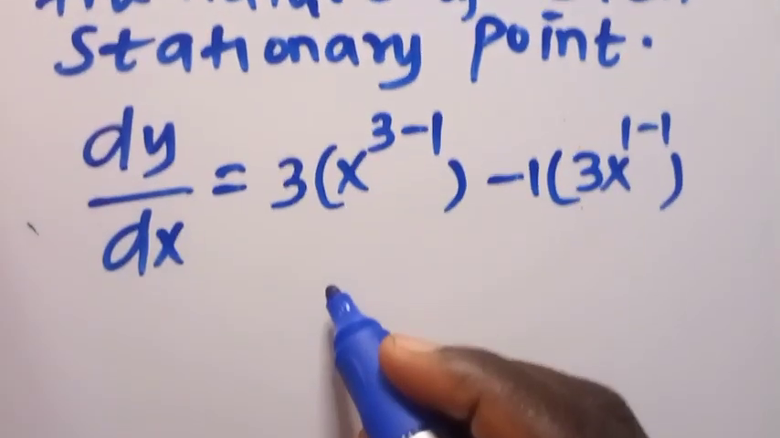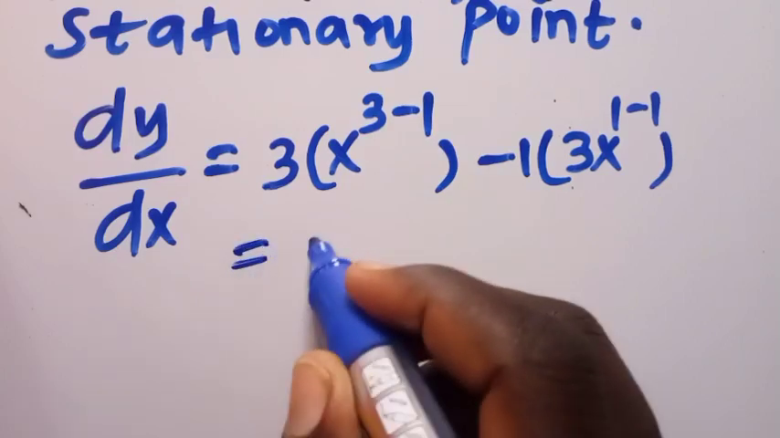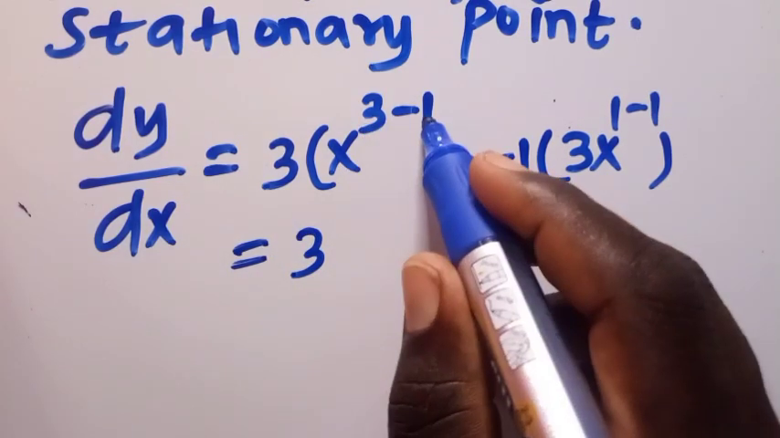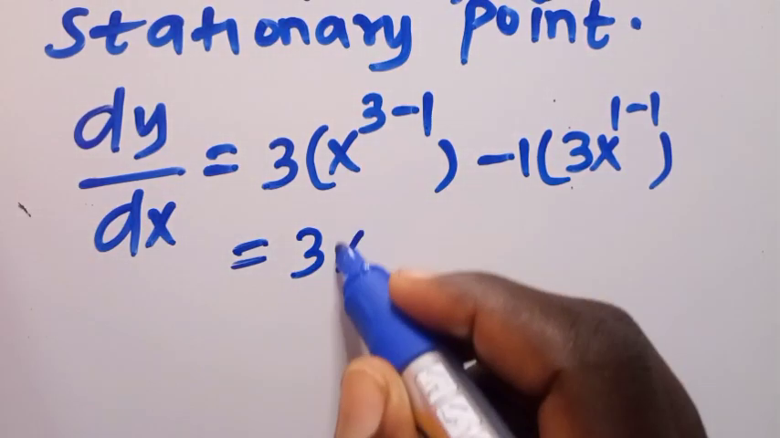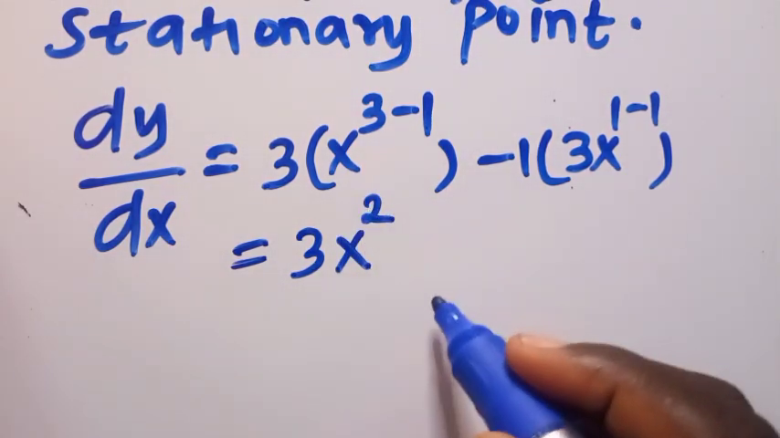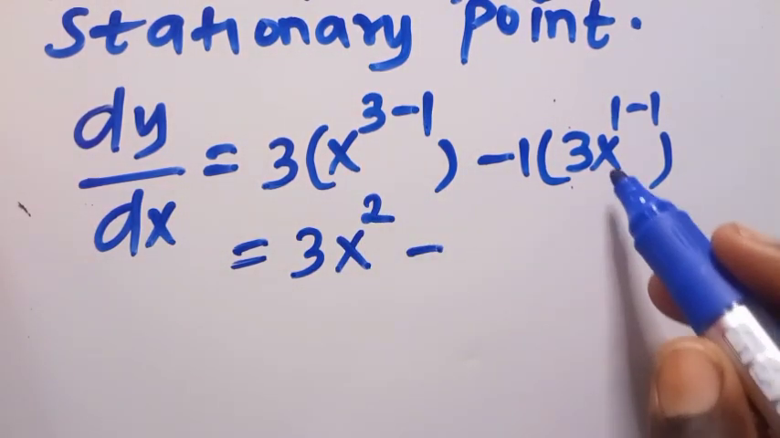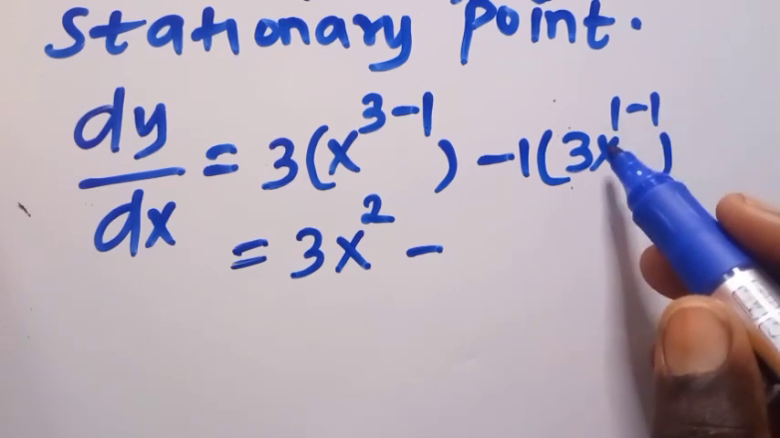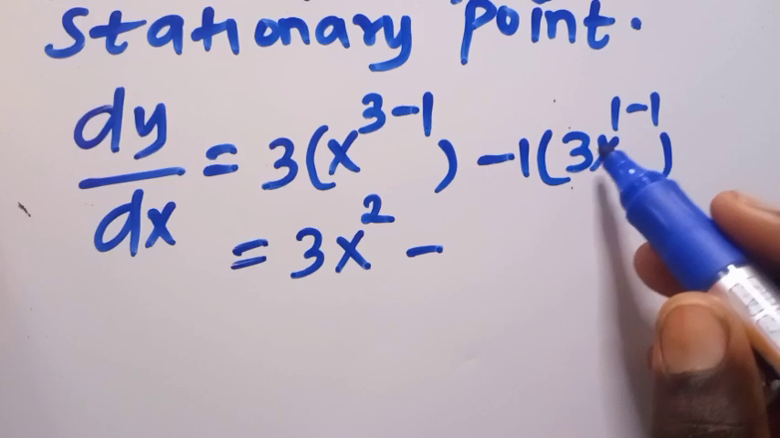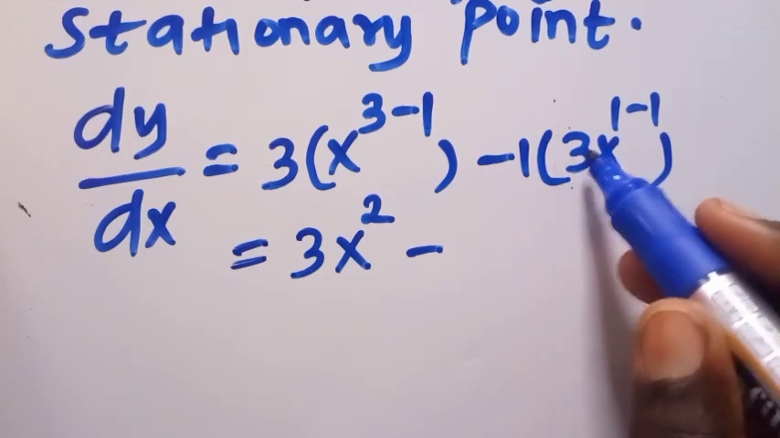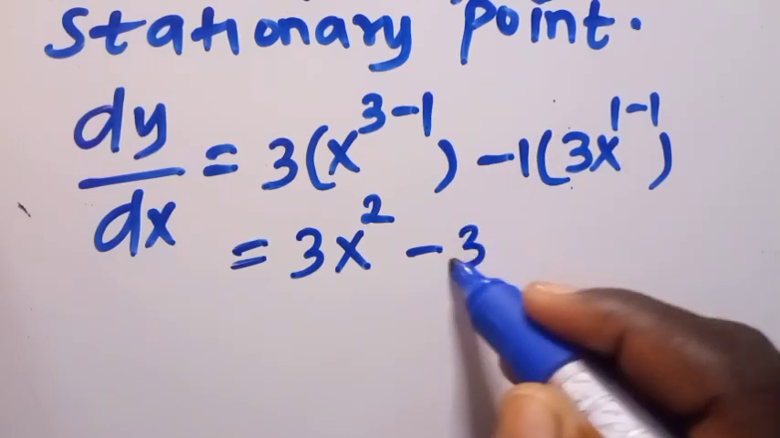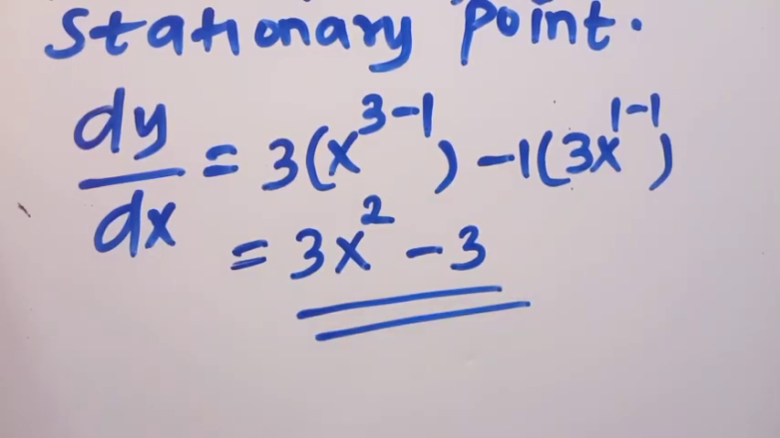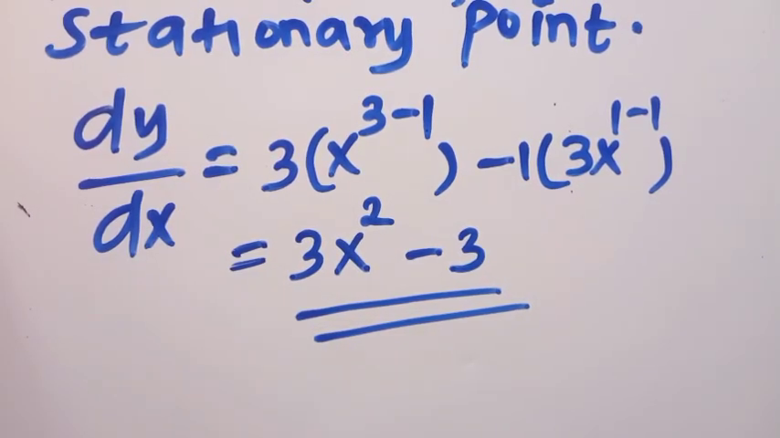And therefore, the gradient function will be 3, then x raised to 3 minus 1, which is 2. Therefore, it will be 3x squared. Then minus, x raised to 1 minus 1 is 0. Therefore, x raised to 0 is 1. 1 times 3 is 3. Then 3 times negative 1 is negative 3. And this one is the gradient function.